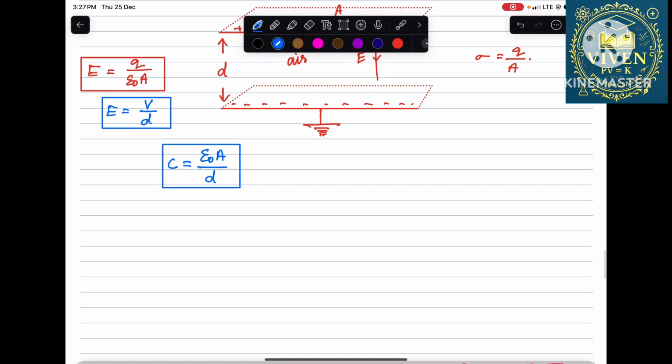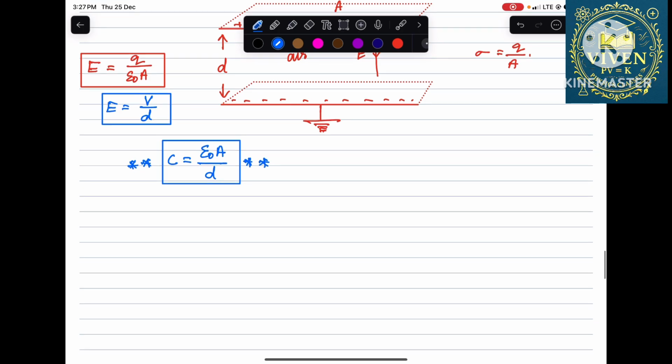Most important yet powerful formula for finding the capacitance of a parallel plate capacitor. I would like to give you many stars for this. You can just remember this formula. Clear? C equals epsilon naught A by d.